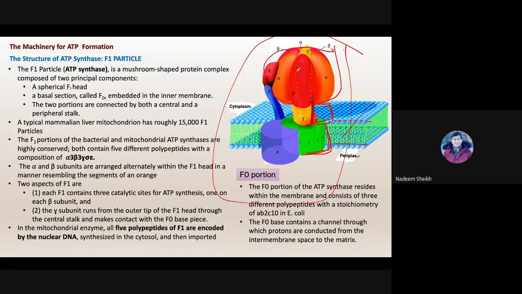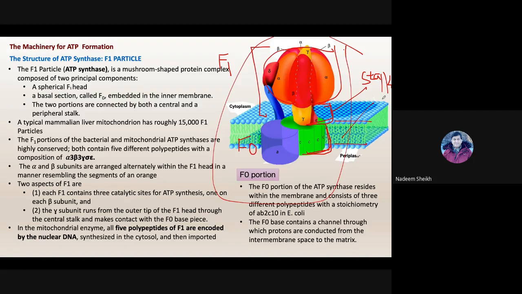अब इस F1 पार्टिकल को सिंपली दो कंपोनेंट में तकसीम किया जा सकता है. The knob-like structure is called the F1 particle, and that component which is embedded in the inner mitochondrial membrane is called F0 portion, and these two are connected by a stalk. जी यहाँ तक बात क्लियर है जी? यस सर.